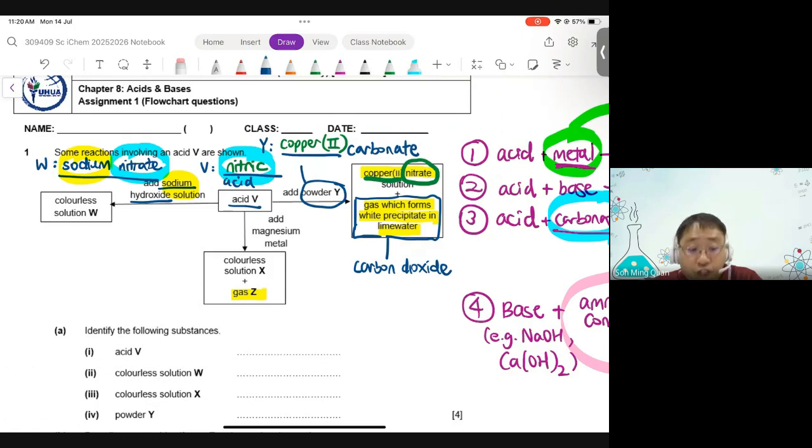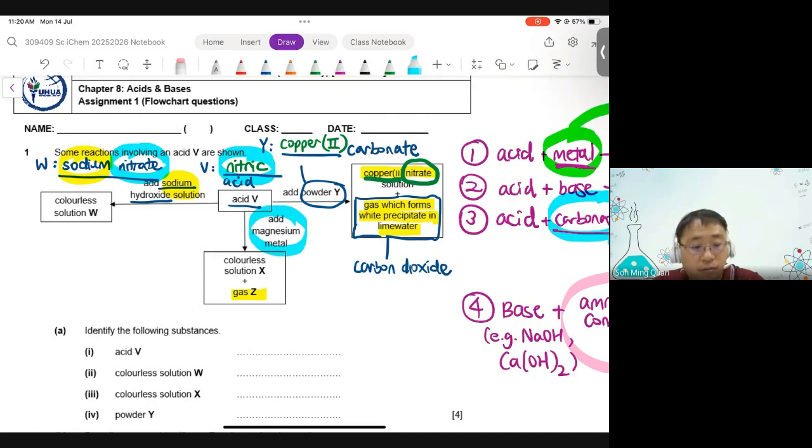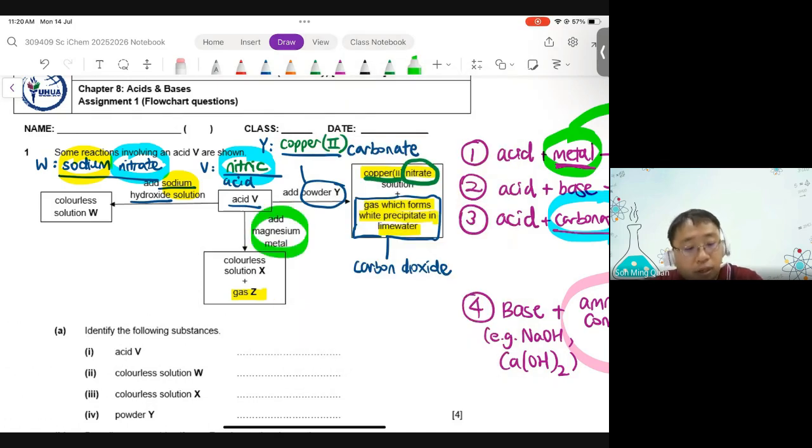Now using the same logic, let's go to the last arrow here, which is our magnesium metal. Maybe I highlight it in green in a different color so that it's clearer for you. So adding magnesium metal to acid V. So magnesium metal plus V. V is nitric acid. So this is magnesium plus nitric acid. So X is the salt, magnesium nitrate. And finally, what do you think is gas Z?